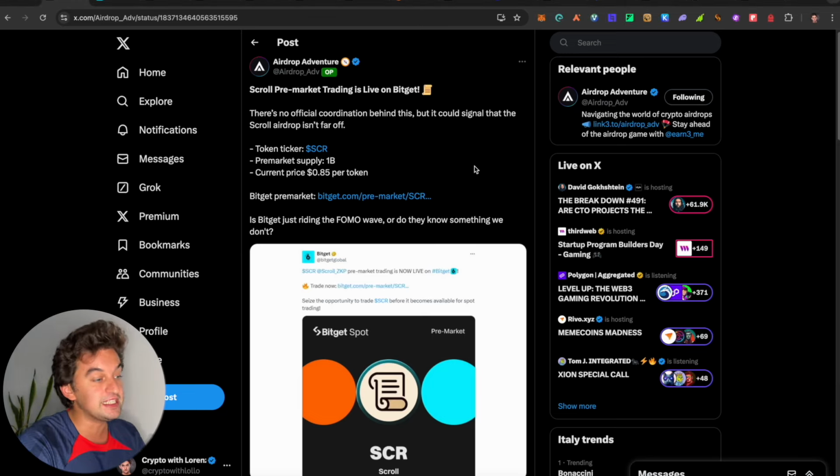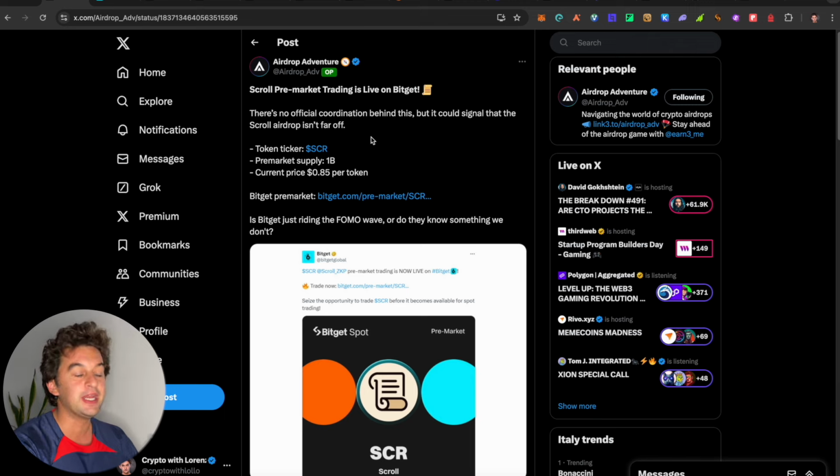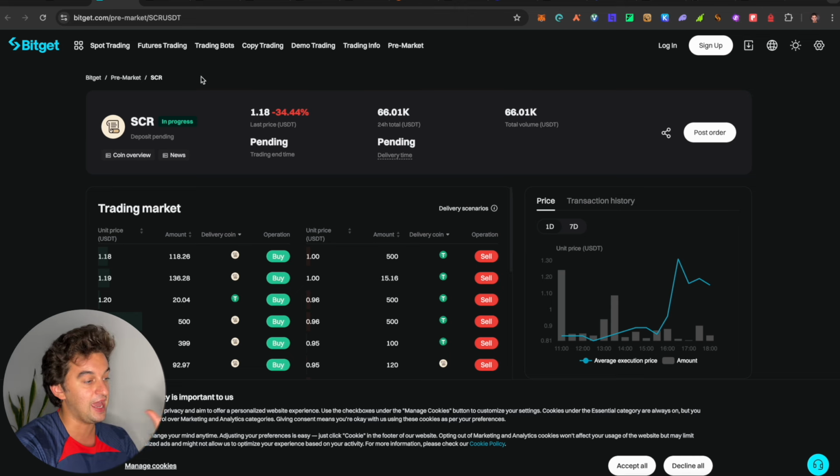The first thing is the Scroll pre-market trading. It is now live on Bitget. As we see over here, there is no official coordination behind this, but it could be a signal that the Scroll airdrop isn't far off. The symbol is going to be CSCR. And as we see over here, it is in progress. It is on an exchange already, which is going to list it. So it does look like we actually are going to receive the Scroll airdrop.